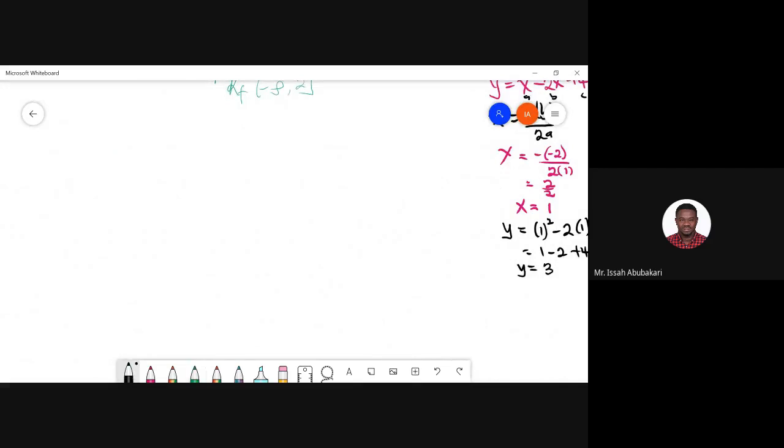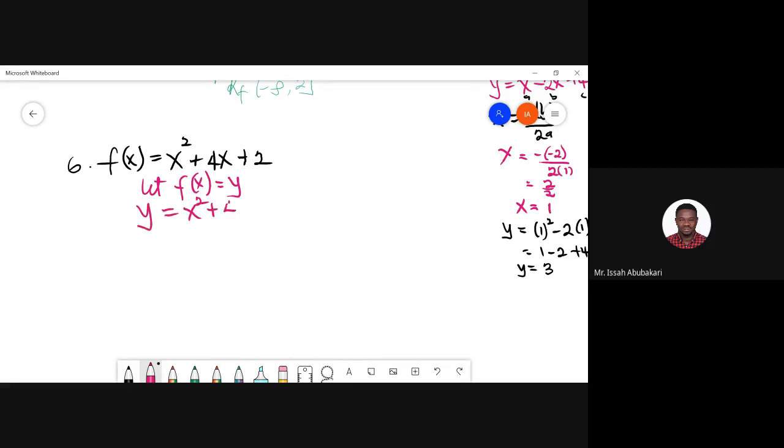Now, last question. I know I said last question to that, but let's solve another one under complete quadratic. So let's say we have number 6. We have f of x to be equal to x squared plus 4x plus 2. Okay, now let's solve this. Let f of x be equal to y. So we have y is equal to x squared plus 4x plus 2. And then we note our items.